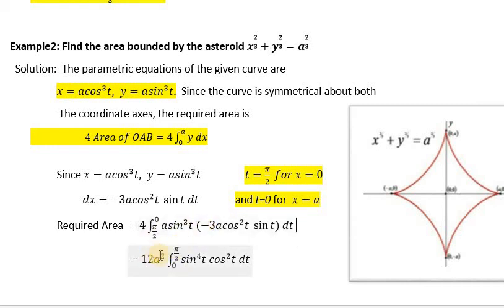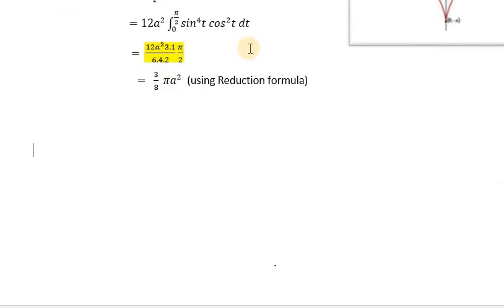So we get 12a square integral 0 to pi by 2. You see, instead of pi by 2 to 0, it becomes 0 to pi by 2 sin to the power of 4 t cos square t dt. Now let us integrate this by using the reduction formula. See, 4 plus 2, it is an even number. So by using the reduction formula, 4 plus 2 is 6. So write 6 in the denominator and reduce 2 in that one.